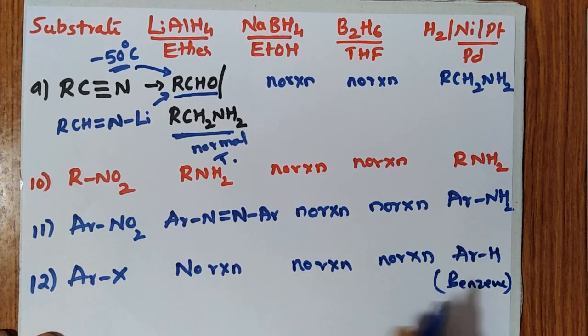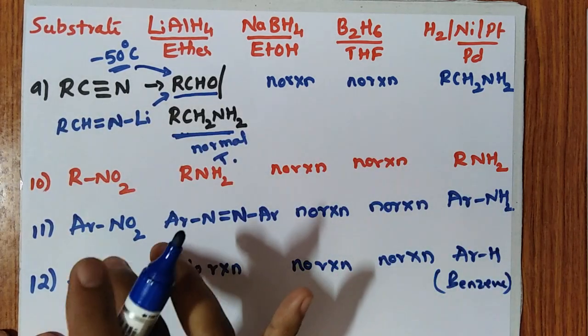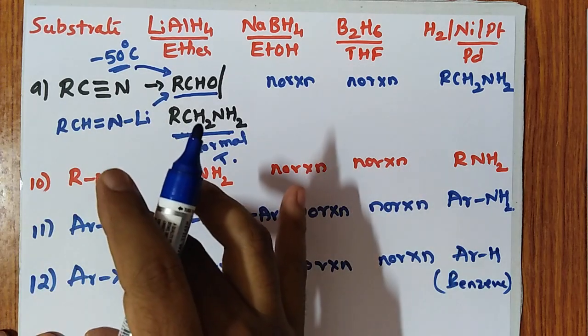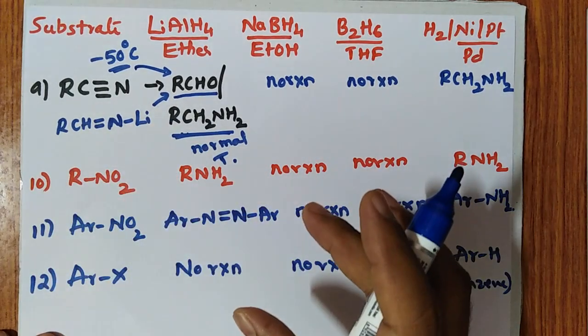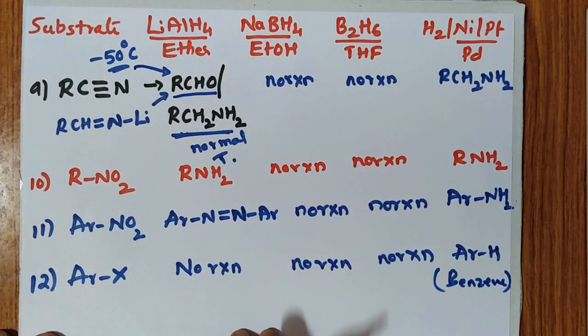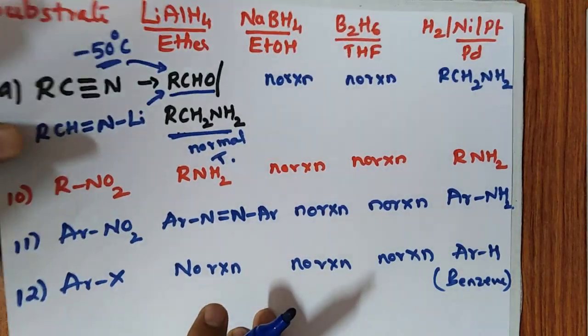Very important. These are the 12 substrates I have taken, most commonly what we come across in organic chemistry. So for NEET JEE part, these are the differences between the 4 reagents you have to know. So now I am going to tell you some very important points about lithium aluminum hydride.